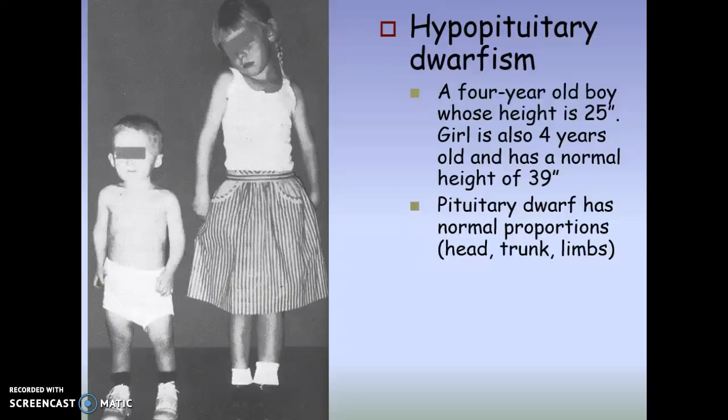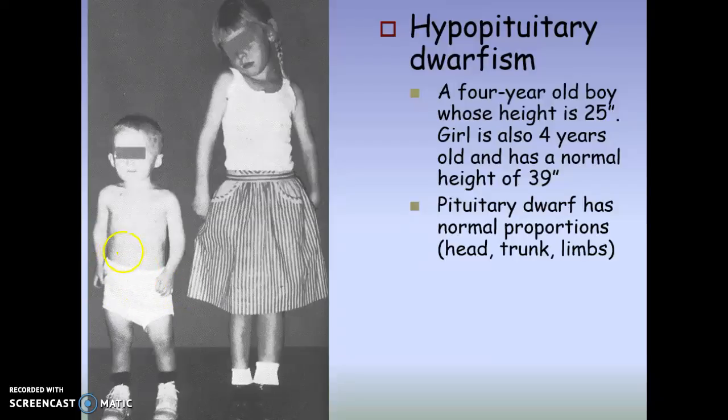Or then the pituitary could have an issue preventing normal function or normal production of the proper hormones. In this case, with hypopituitary dwarfism, the pituitary is not producing enough growth hormone. Therefore, the child over here just doesn't grow, and you can't see him in this picture because his eyes are covered up. So what you have is a 4-year-old girl, normal height of about 39 inches, and then a 4-year-old boy who is just 25 inches.